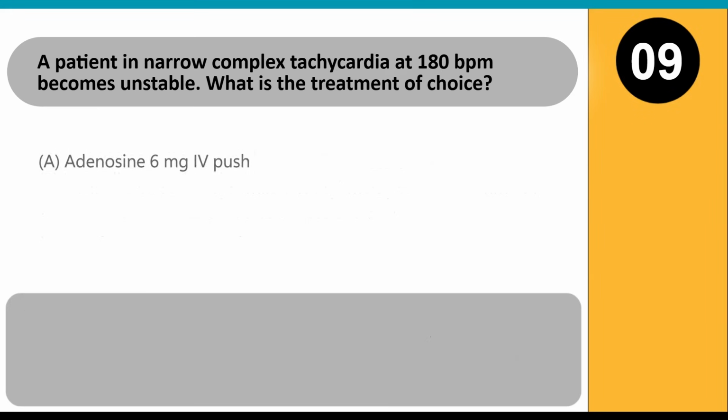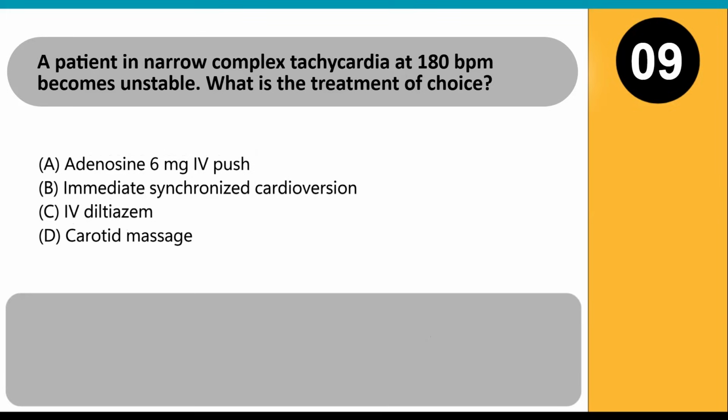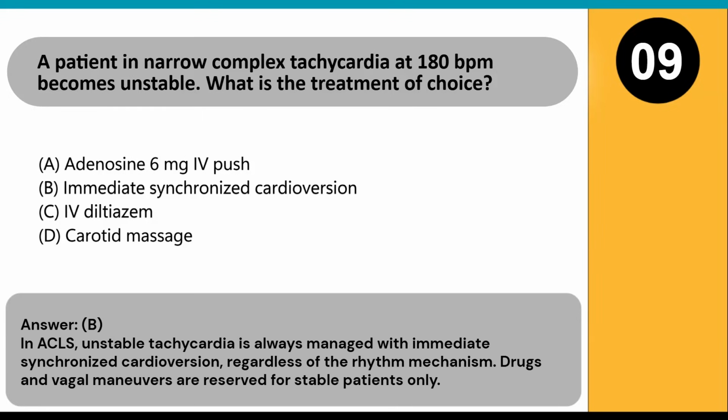A patient in narrow complex tachycardia at 180 bpm becomes unstable. What is the treatment of choice? A. Adenosine 6 mg IV push. B. Immediate synchronized cardioversion. C. IV diltiazem. D. Carotid massage. Answer B.